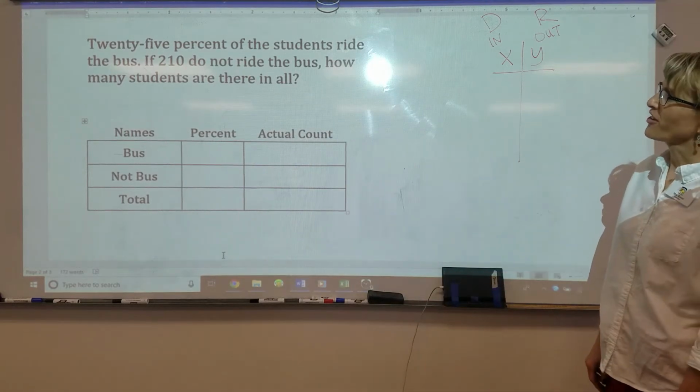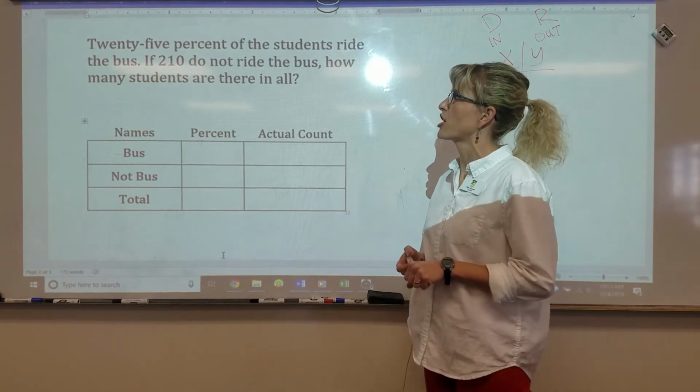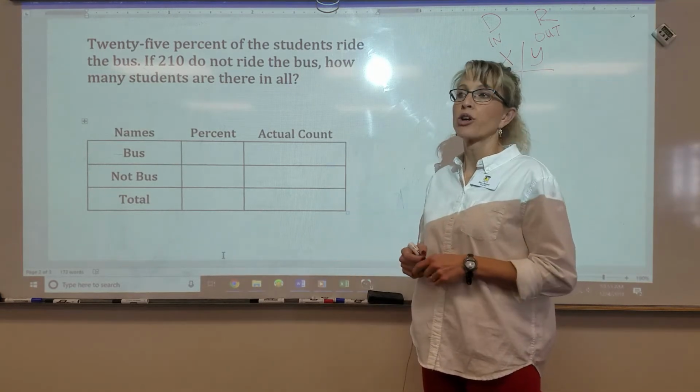All right, 25% of the students ride the bus. If 210 do not ride the bus, how many students are there in all? So we're going to break it down, and we're going to use our ratio table.